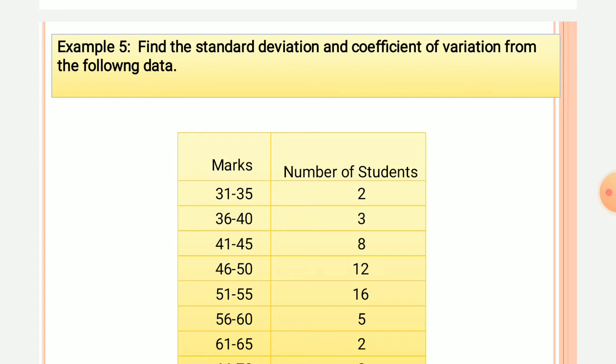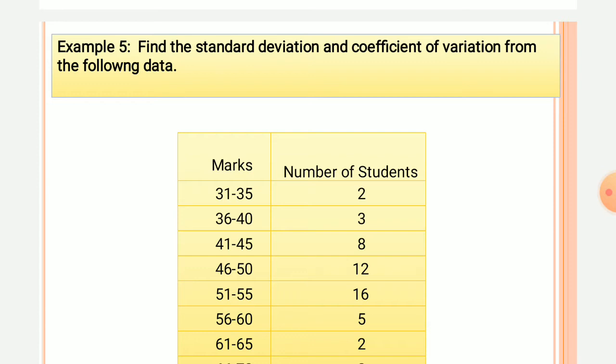Here we have 35 to 36, 40 to 41, 45 to 46, 50 to 51, 55 to 56, and 60 to 61. There is a difference of one in each case, and we have to calculate the correction factor. The correction factor can be calculated as the average of the difference of 1.